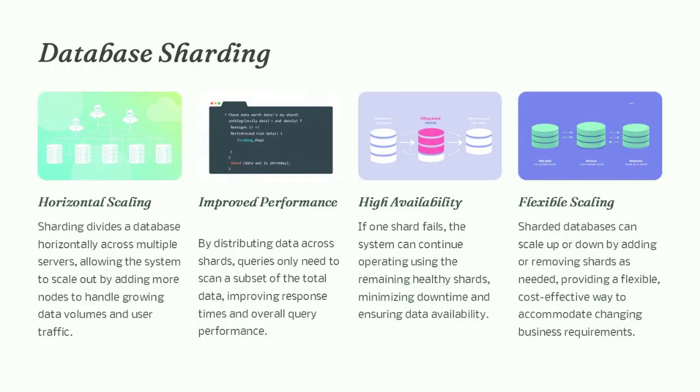Database sharding is a technique for horizontally scaling a database by dividing data across multiple servers or shards. This allows the system to scale out by adding more nodes to handle growing data volumes and user traffic. Distributing data across shards means queries only need to scan a subset of the total data, improving response times and overall query performance. If one shard fails, the system can continue operating using the remaining healthy shards, ensuring high availability and data accessibility. Sharded databases can scale up or down by adding or removing shards as needed, providing a flexible, cost-effective way to accommodate changing business requirements.